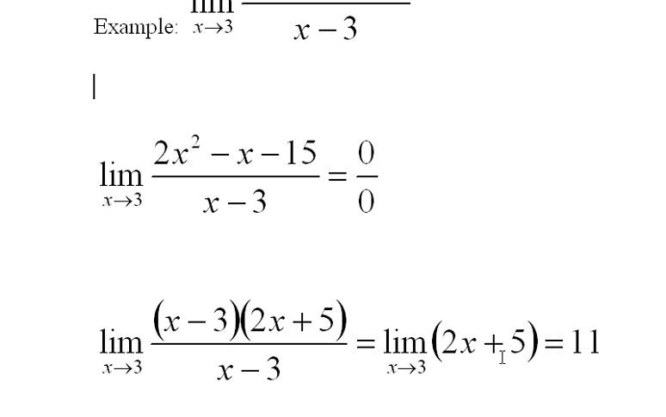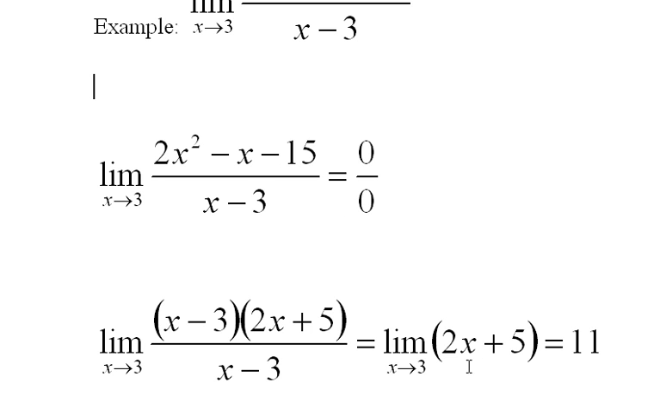The idea is that this 2x plus 5 has the same points on it. y equals 2x plus 5 has the same points as y equals (2x squared minus x minus 15) over (x minus 3). Okay, all the points are the same except at 3. But we don't care what happens at 3. So if we know where this function is heading, then we know where this function is heading.